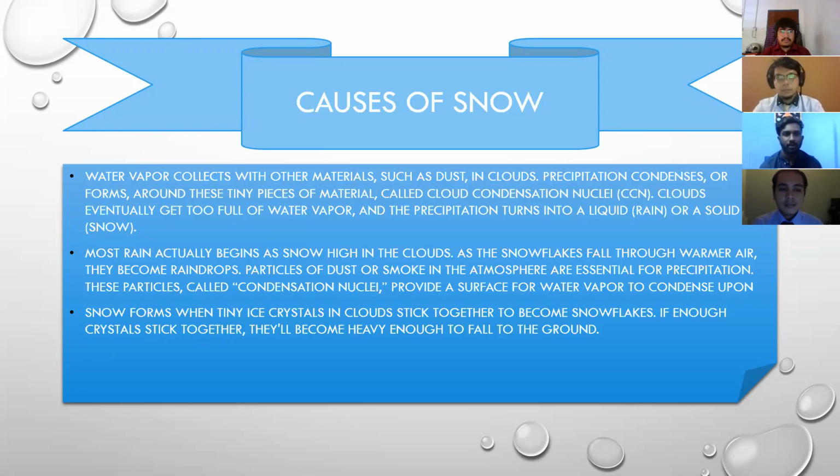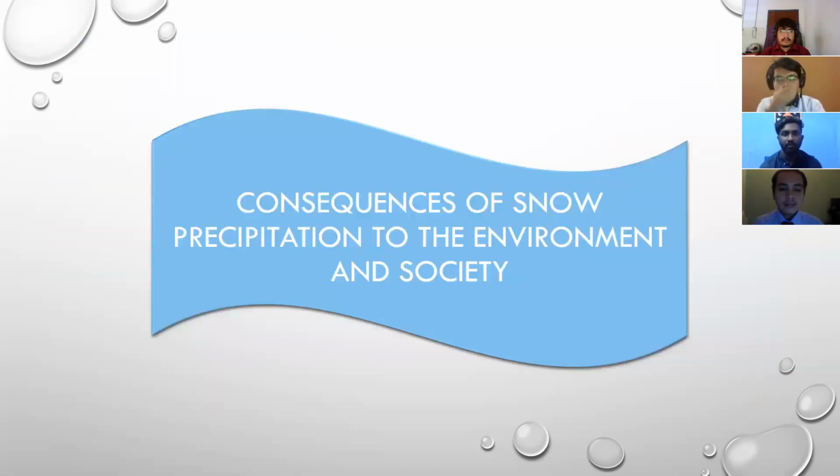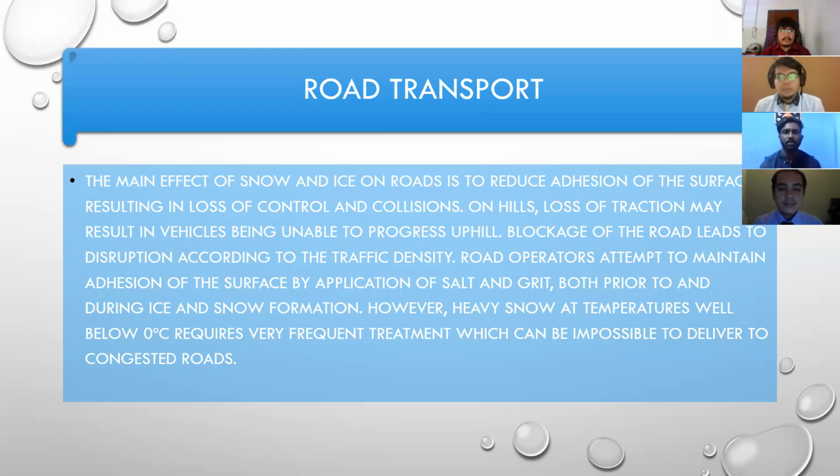Snow forms when tiny ice crystals in clouds stick together to become snowflakes. If enough crystals stick together, they will become heavy enough to fall to the ground. Consequences of snow precipitation to the environment and society.